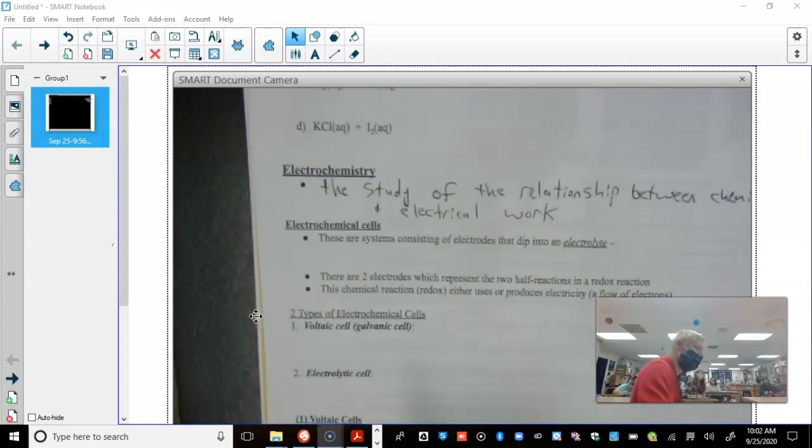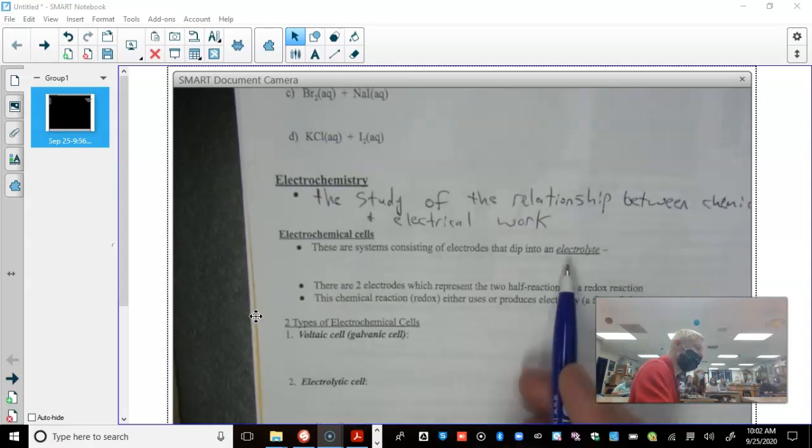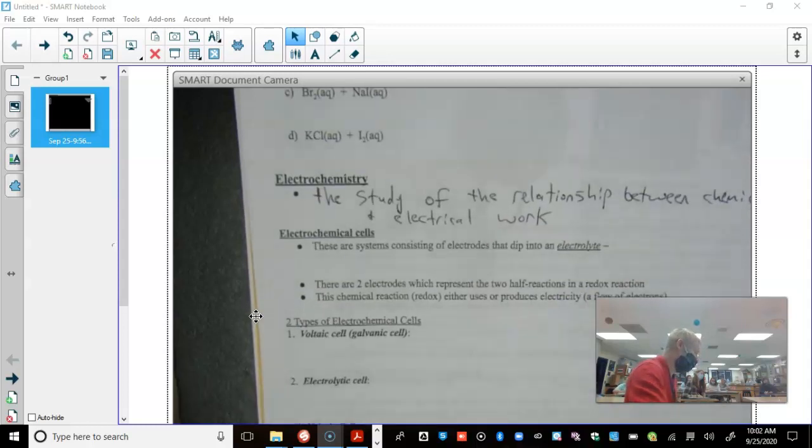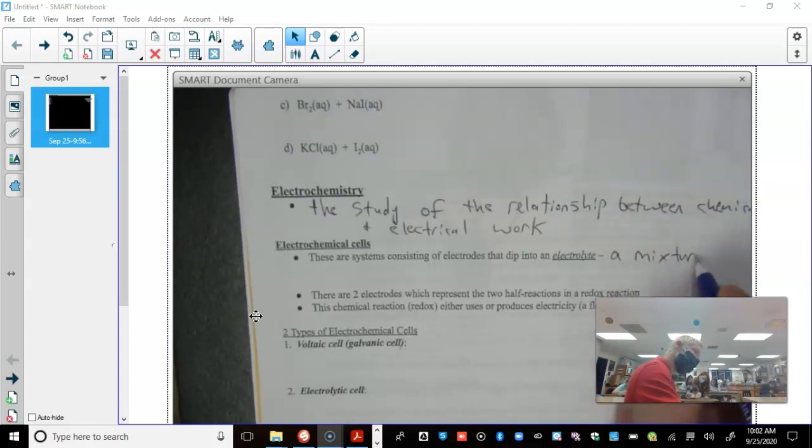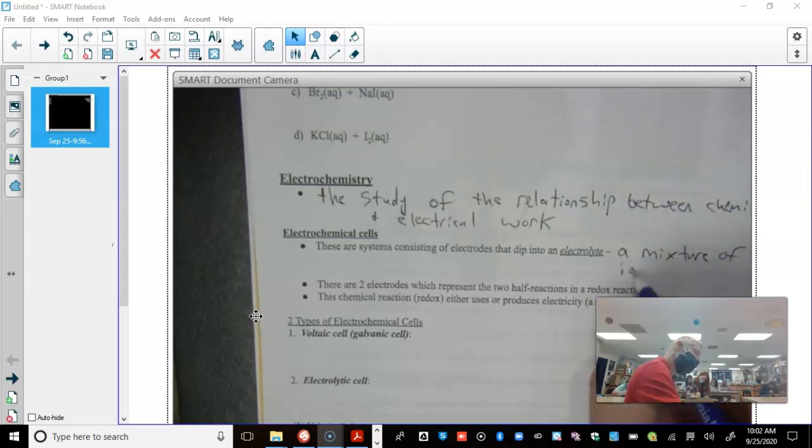These are systems consisting of electrodes that dip into an electrolyte. Anybody know what an electrolyte is? Gatorade. Well, that's an example of an electrolyte. It's an aqueous solution of ions, a mixture of ions.